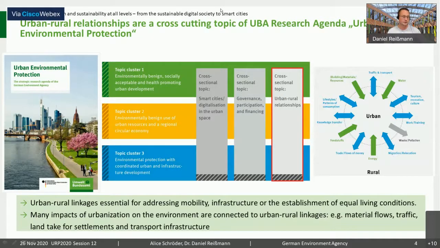As you know, maybe when you're from Germany, we have a goal in our sustainability strategy to reduce land take to less than 30 hectares per day, and we will not reach this. And it's also a suburban problem because settlement development especially takes place in suburban areas. So, and now I will hand over to Alice, who will introduce you to the next slides.